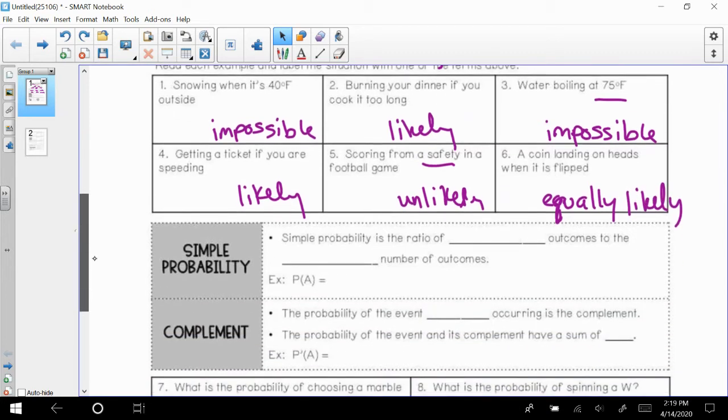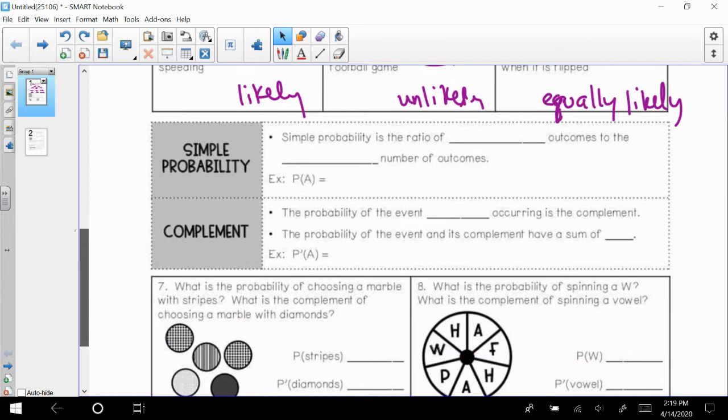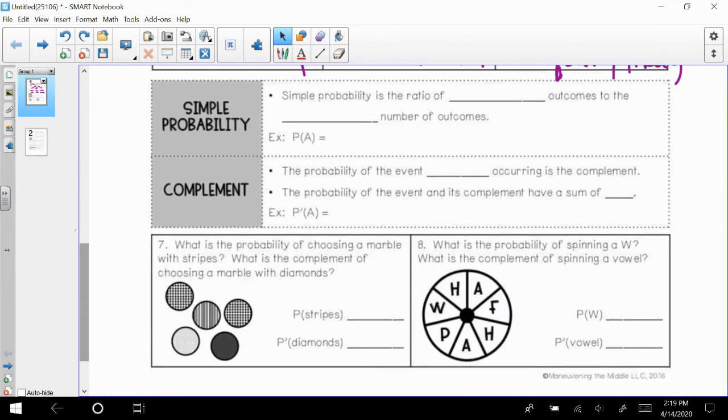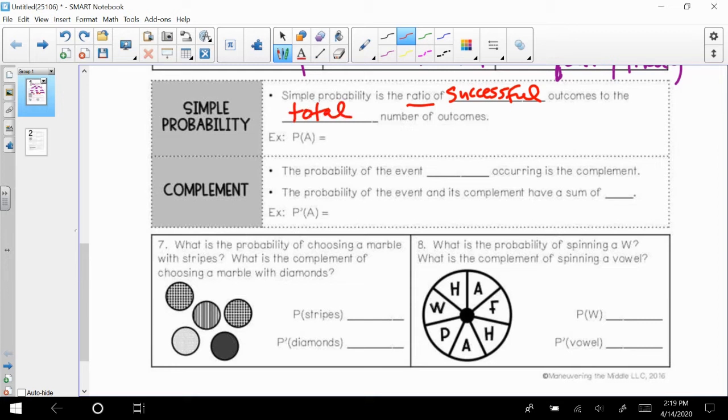All right, let's talk about how we write simple probability numerically. Simple probability is the ratio of successful outcomes to the total number of outcomes. So you'll often see it written like this.